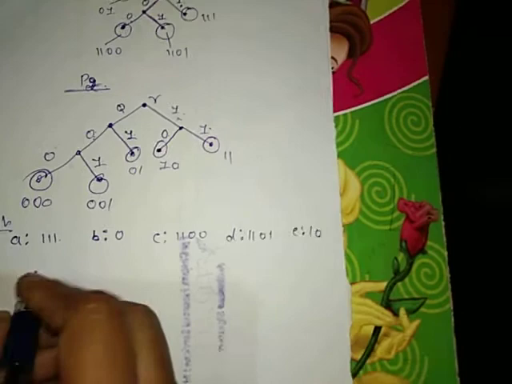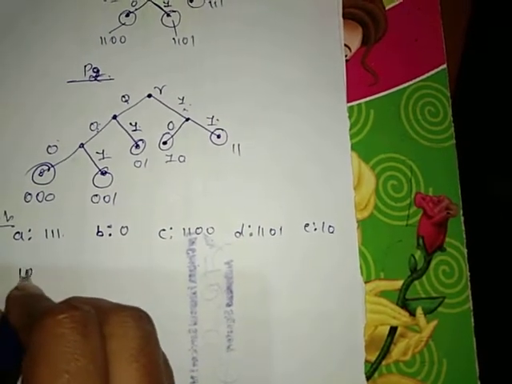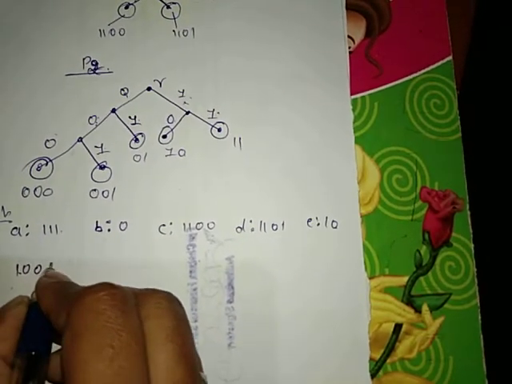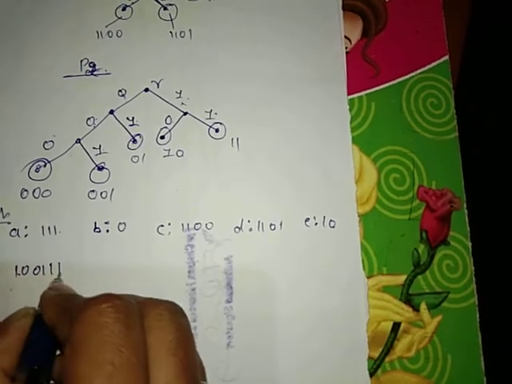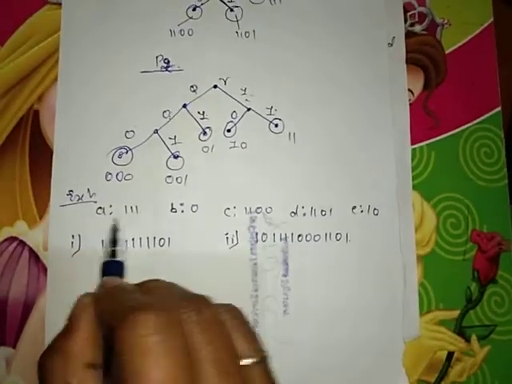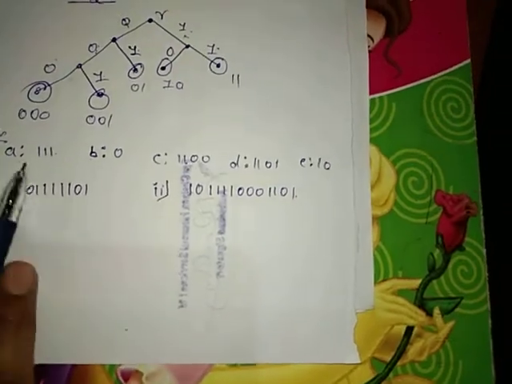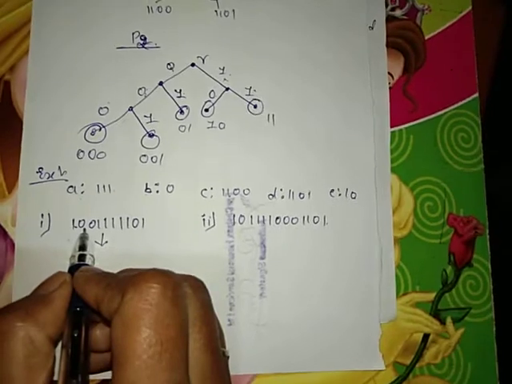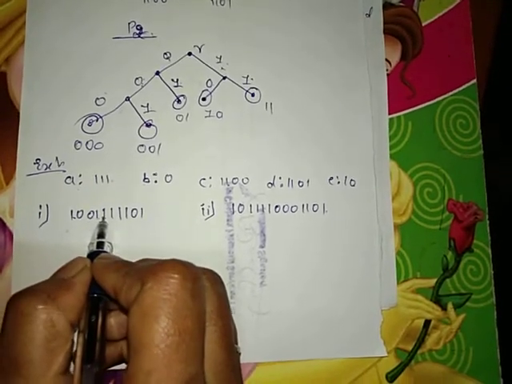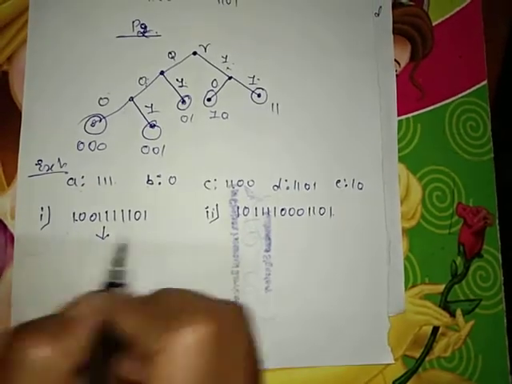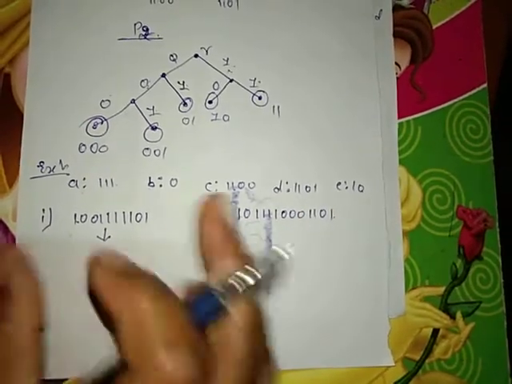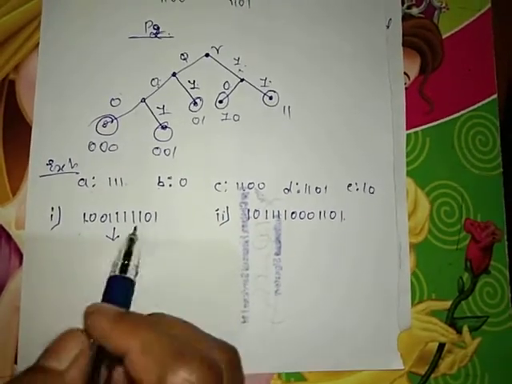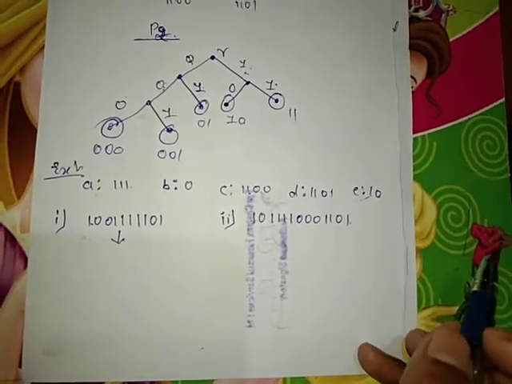We have to divide these sequences, means decode the sequences. 1, 0, 0. 1, 1, 1, 1. So for these letters A, B, C, D, we have given binary sequences. Now we have to decode these sequences using these letters. The first one is 1, 0, 0, 1, 1, 1, 1, 1, 0, 1. We have to split it, means we have to decode it. How to decode this using these A, B, C, D, E?